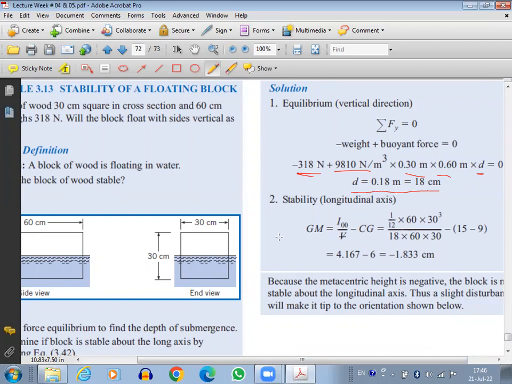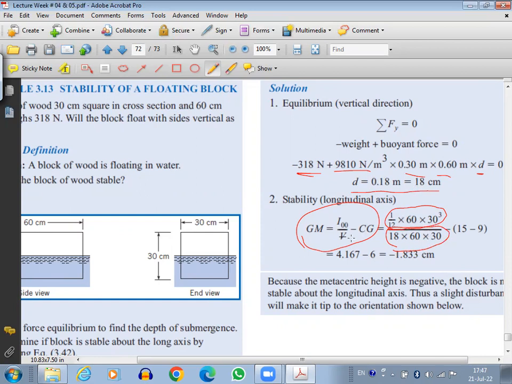Now once we know this, we can find out whether this is stable or not. GM equals I naught divided by the volume of the immersed object minus CG. I is the second moment of area, the formula for which will be provided to you. It will be a rectangle basically, AB cube upon 12. That's a formula, so just substitute the values. You're going to get the second moment of area divided by the dipped volume, so 60 by 30 by 18, because we have found out that 18 centimeters is dipped in water.